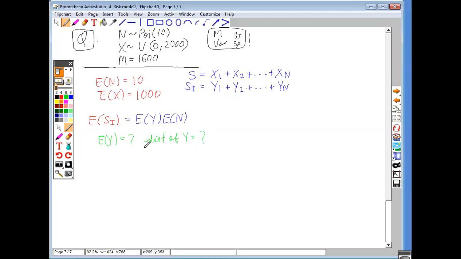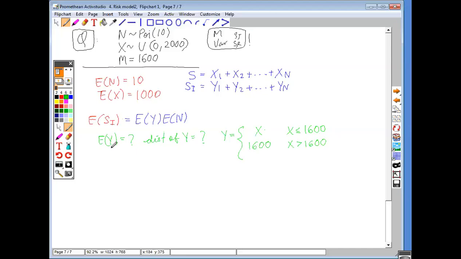What is my distribution of y when I have an excess of loss rate in place? So do you remember? What should I write here? It will be x and then 1600. Exactly. Thank you very much.